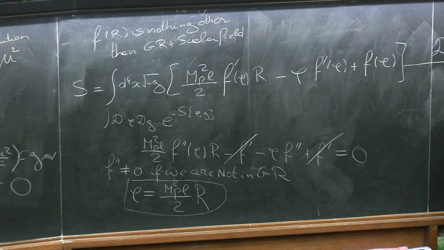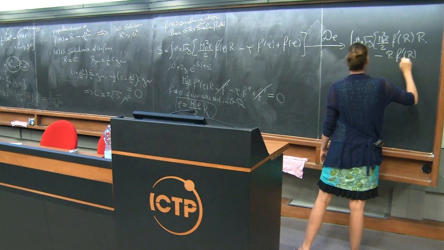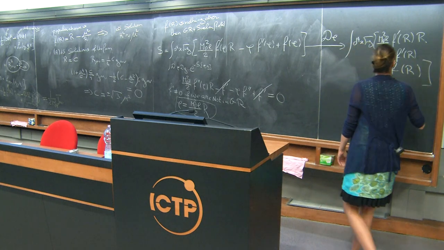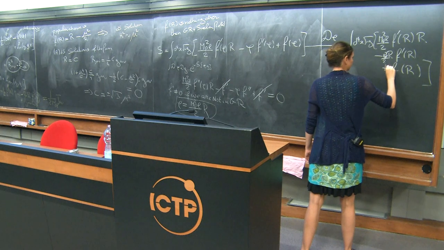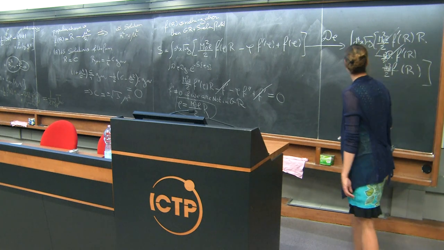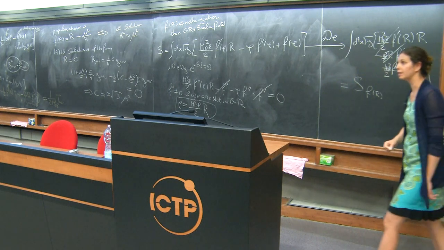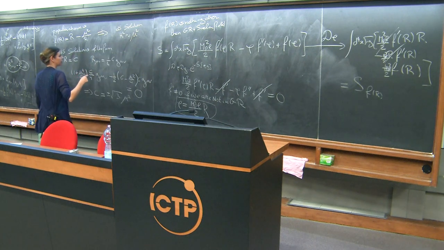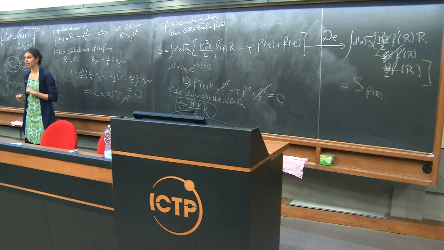So we have the M Planck squared over 2, and then the f prime of phi is now going to be an f prime of a function of R, and we have R minus R f prime of R plus f of R. And I forgot about the M Planck squared over 2 that should come in here, and the M Planck squared over 2 that should come in here. But when you do that, you see that this part precisely cancels that one. And we end up with our f of R action. Okay? So we see that f of R is precisely equivalent to GR with a scalar field, so long as I'm not coupling to matter yet. Now we can see how the coupling to matter is affected by that.